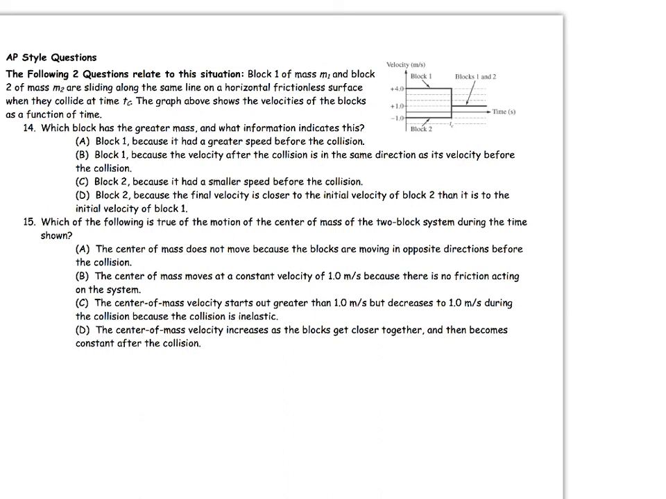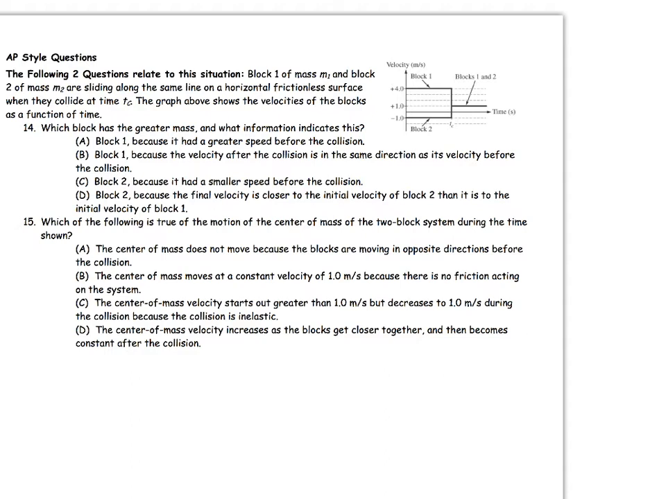So we'll go ahead and do some AP style questions here. For this question, we have two objects, block 1 and block 2. They're sliding along a horizontal frictionless surface, and they collide here at tC, and this shows their velocities as a function of time. So we see that block 2 was initially traveling at -1, block 1 was initially traveling at 4 meters per second, and then when they collide, they're traveling at a speed of 1 meter per second.